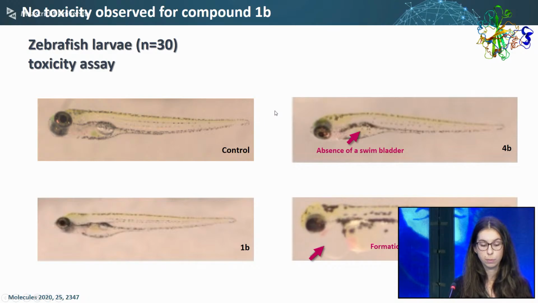Then we have performed a toxicity assay on zebrafish larvae using 3 compounds, 1B, 4B, and 5B. Here we observed that compound 1B was the least toxic, with no abnormality observed on the zebrafish larva compared to compounds 4B and 5B, which induced, for example, absence of swim bladder or formation of edema.